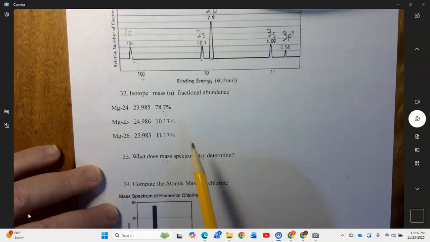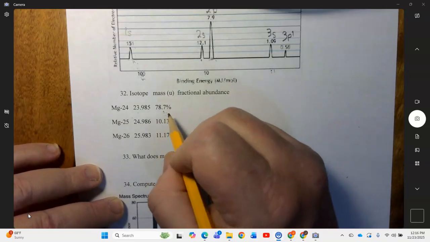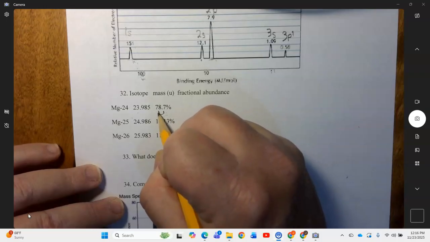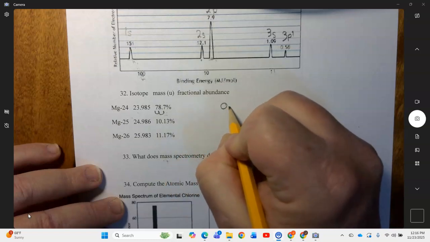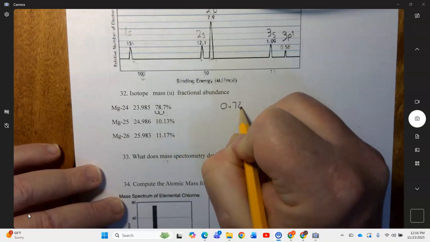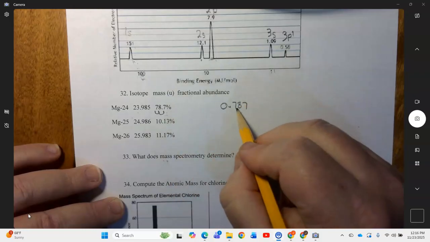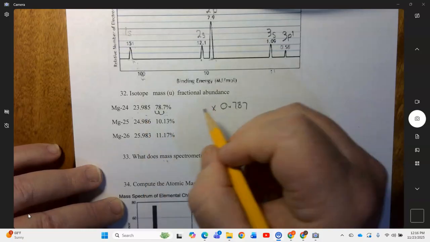Okay, so here we go. I'll do one with you here. First of all, you should know how to get a percentage into a decimal. You're going to move the decimal over 2 places, and so that's going to be 0.787. That's the percentage in decimal form, 2 places over. Times the actual mass.